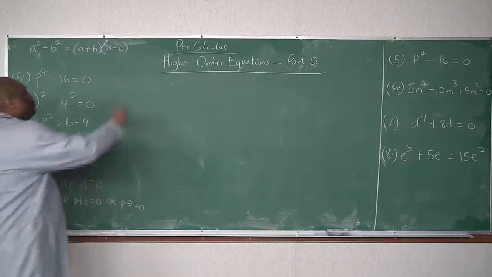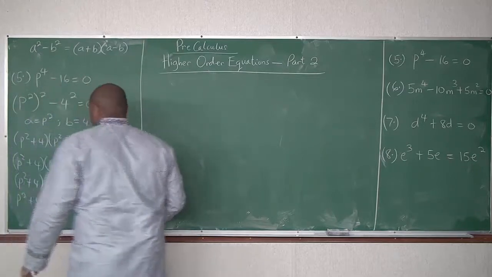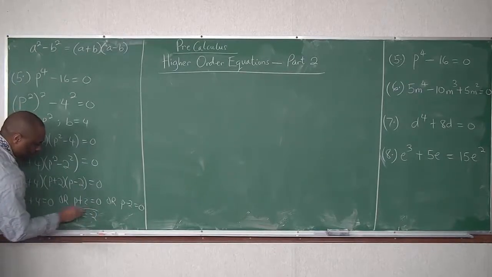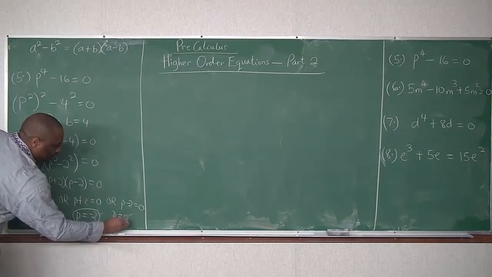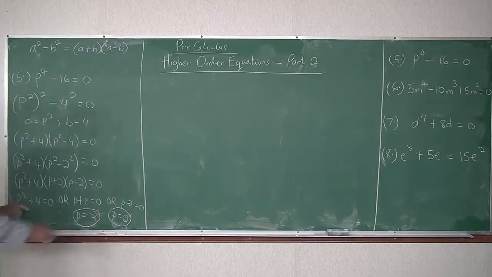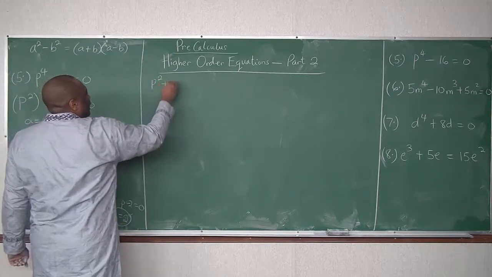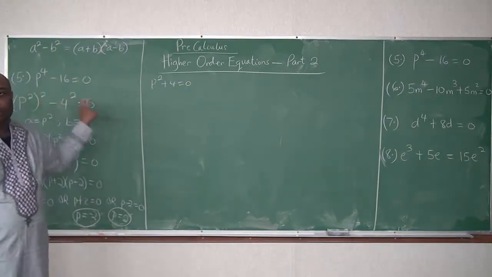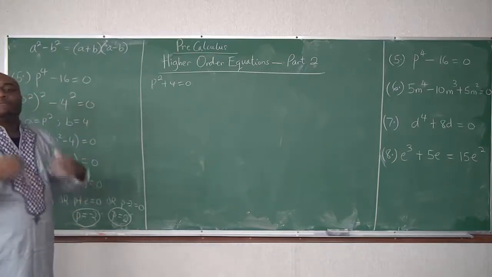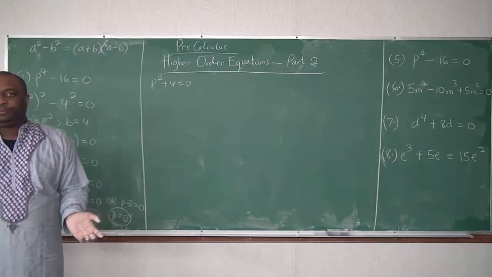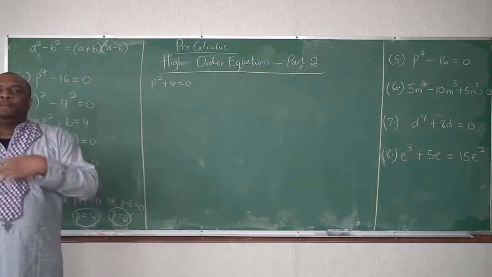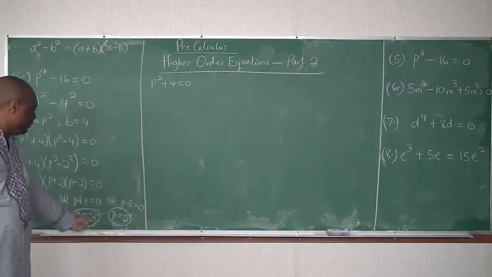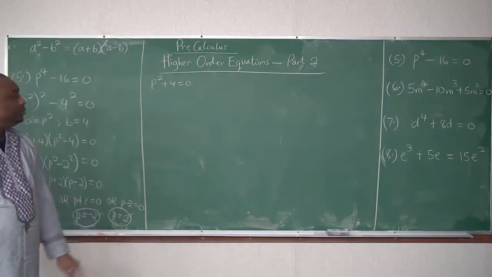Now I want us to listen here. Here we know that p is equal to negative 2, and here p is equal to 2. Now let's look at p squared plus 4 equal to 0. Remember we have to check our work. If you want to find all roots, I mean both real roots and imaginary roots, the real roots are negative 2 and 2.